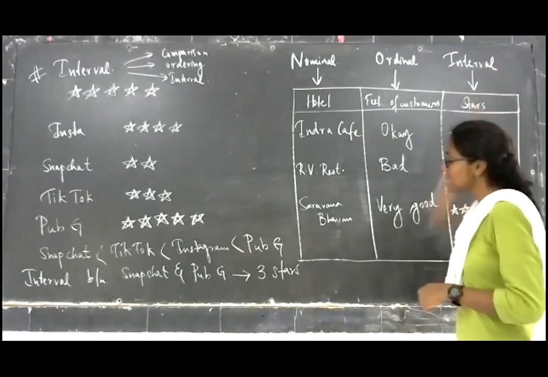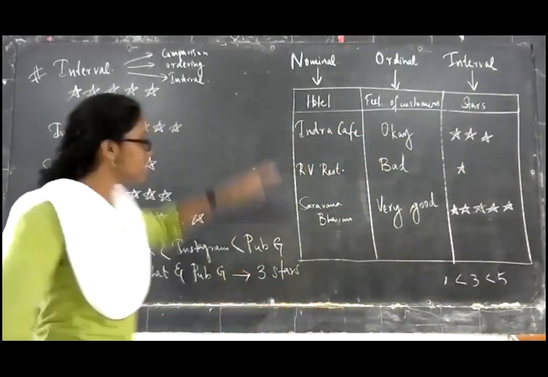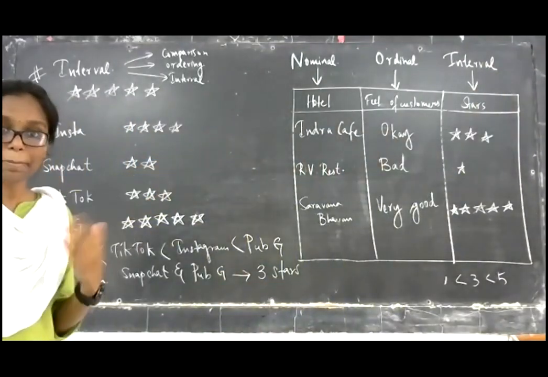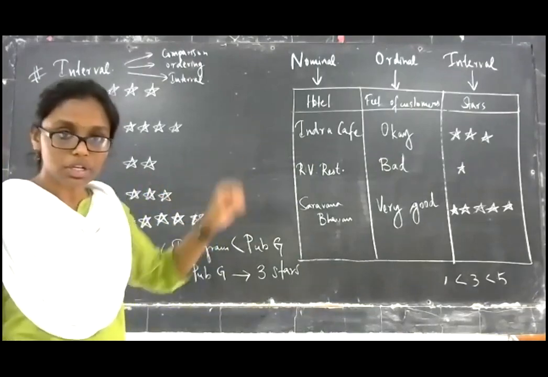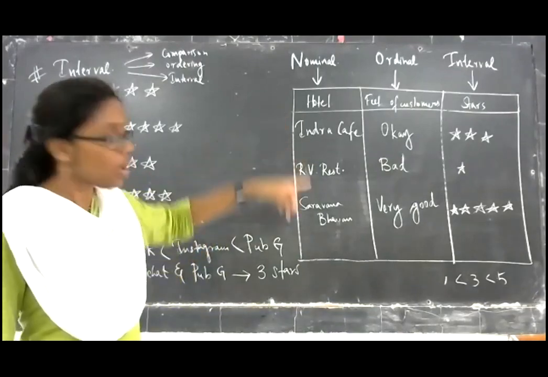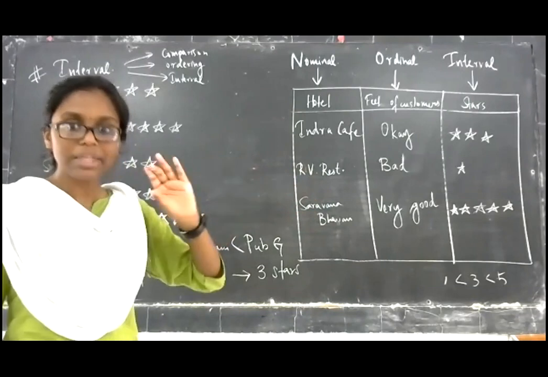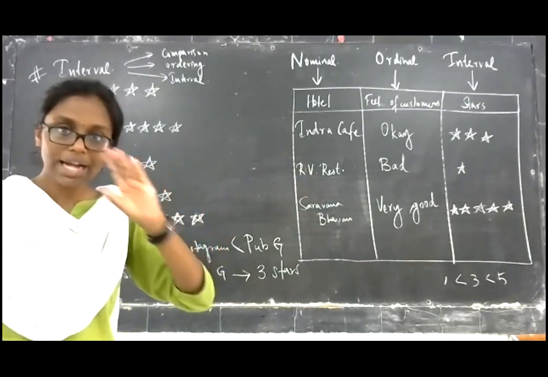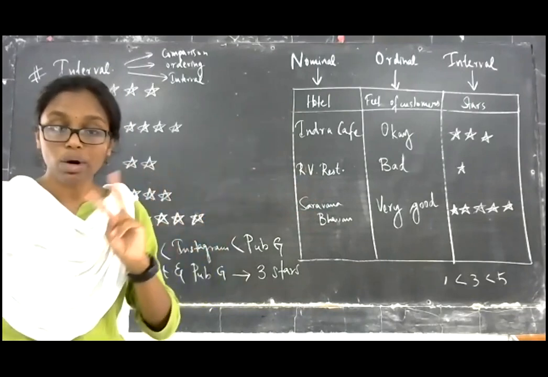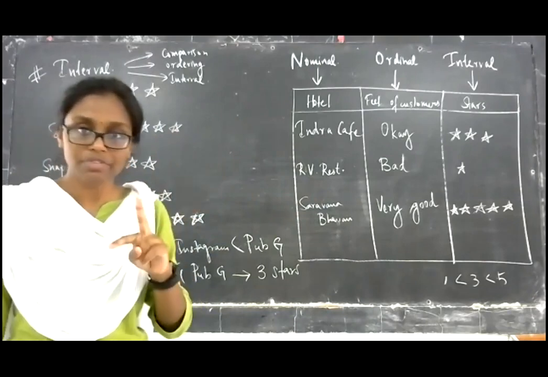Okay, you can call this data the interval data. The first one is nominal data, where you can't compare any two data in that particular column. The second one is ordinal data. You can compare and put them in a certain order. You can say bad, okay, very good, but you don't know the difference between bad and very good.